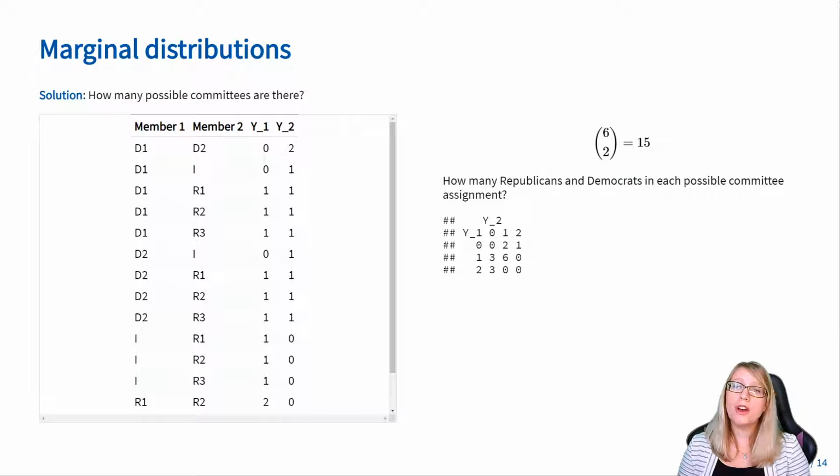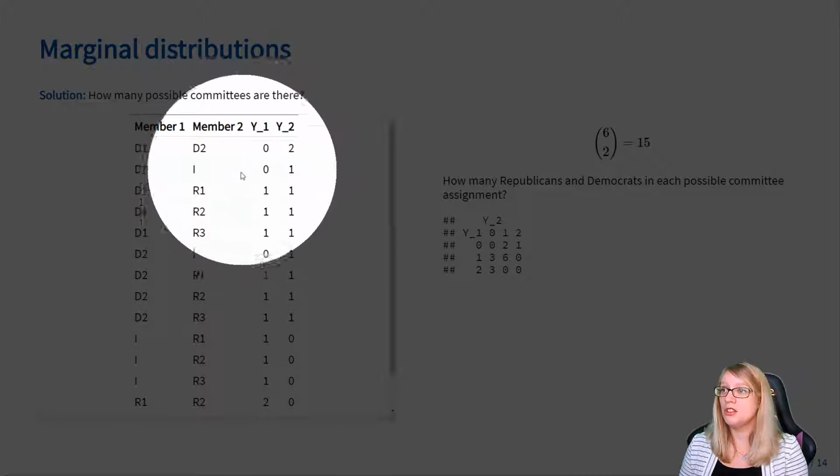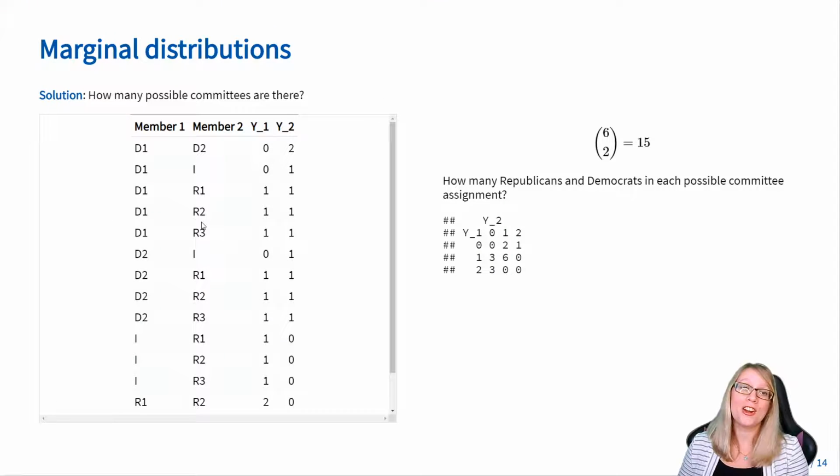So in order to find this joint probability function, we need to first figure out, well, how many possible member committees are there? So I've labeled each member D1 for Democrat 1, D2 for Democrat 2, I for independent, R1, R2, R3. And then added up or counted how many Democrats were on the committee and how many Republicans were on the committee. So Y1 represents the number of Republicans, Y2 represents the number of Democrats. We have 15 total ways to choose this committee, 6 choose 2.